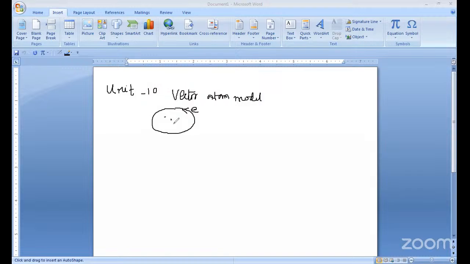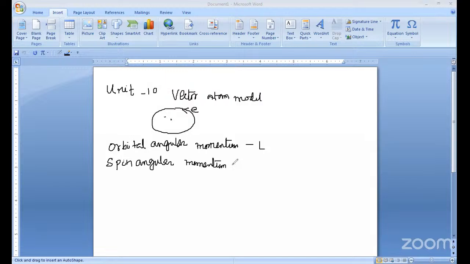As we have discussed, the electron in an atom has both orbital angular momentum L and spin angular momentum S. The orbital angular momentum is generally represented with capital L. It also has a spin angular momentum, which is generally represented with capital S. By combining these two, the orbital angular momentum and the spin angular momentum, we get the total angular momentum J.